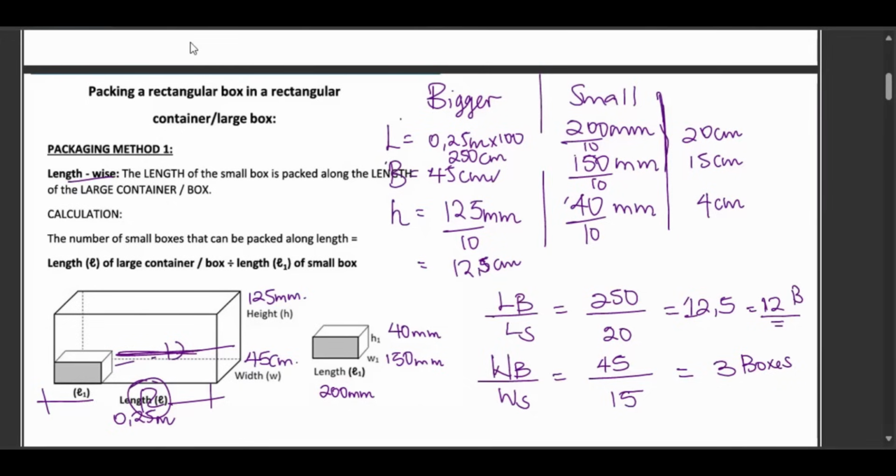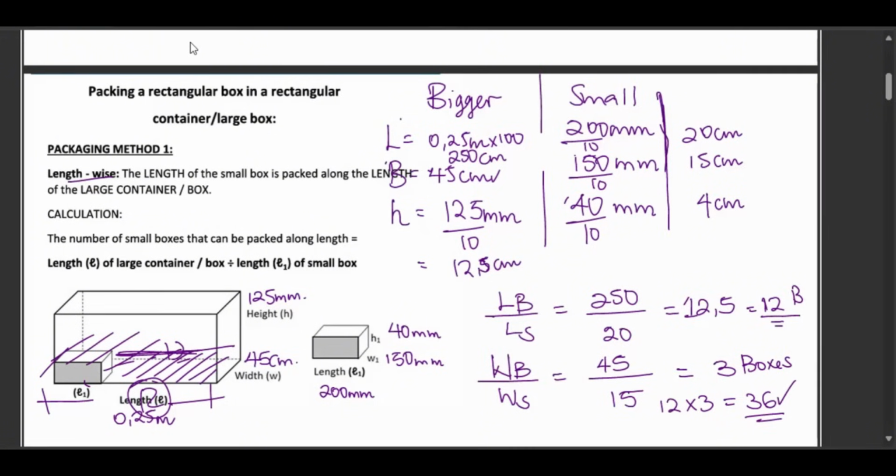So what about the layers? But before we reach the layers, only on the lower floor or the first floor, how many boxes shall we have? This means we shall have 12 times 3, which becomes 36 small boxes. So we have 36 smaller boxes.